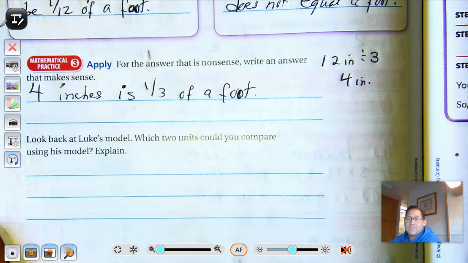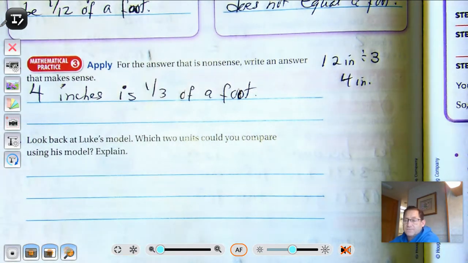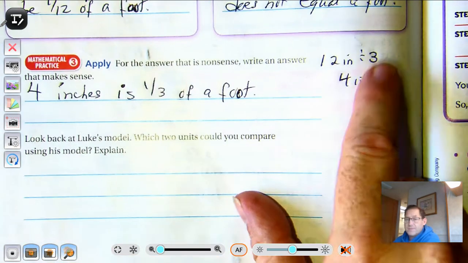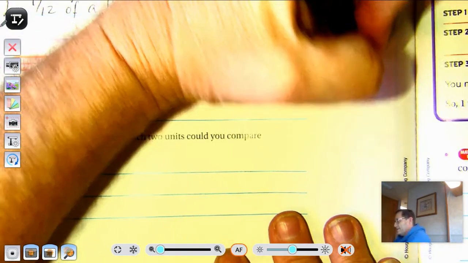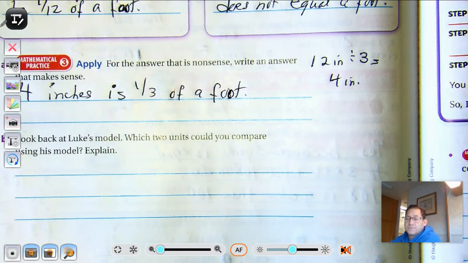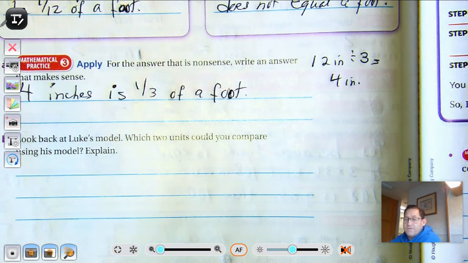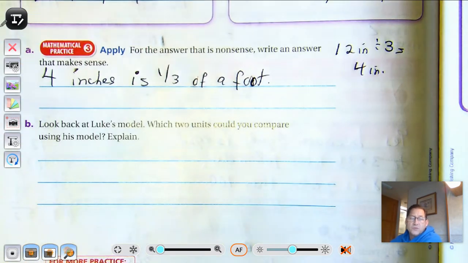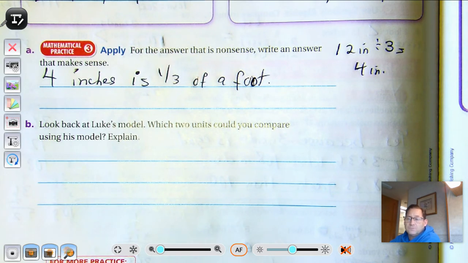How did we figure that out? We know that there's 12 inches in a foot. A third means there's 3 parts, so 12 divided by 3. That would mean each equal part has to be 4 inches. So if I have 1/3 of a foot, I would have 4 inches. Look back at Luke's model. Which 2 units could you compare using his model and explain?